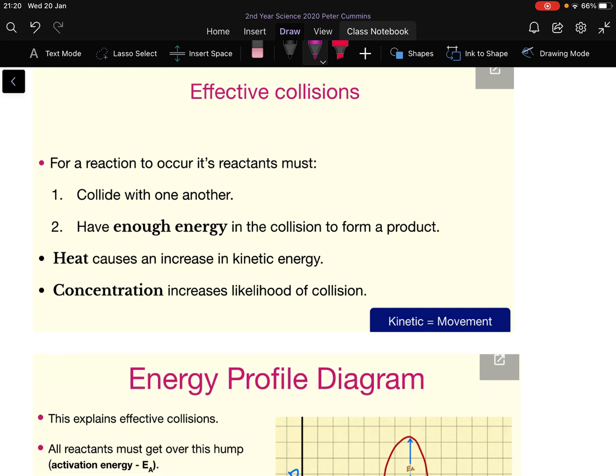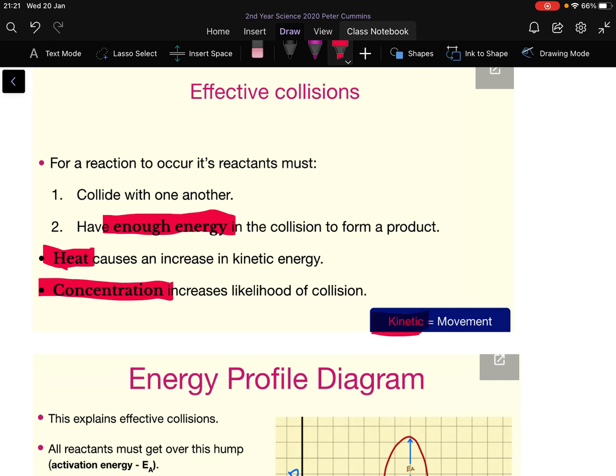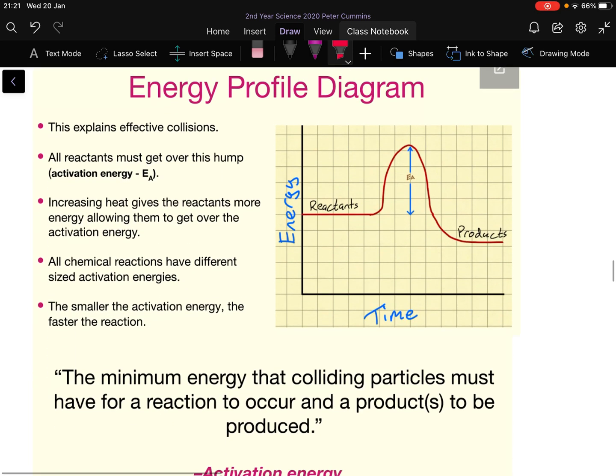For effective collisions, we said this up above, you need enough energy to form a product. The best way to add in energy is heat and concentration. High concentration, high heat. If you have a lot of high heat, it means you're going to get a lot of movement, a lot of kinetic energy going, which means the particles have a better chance of forming effective collisions. Okay, not too far off now.